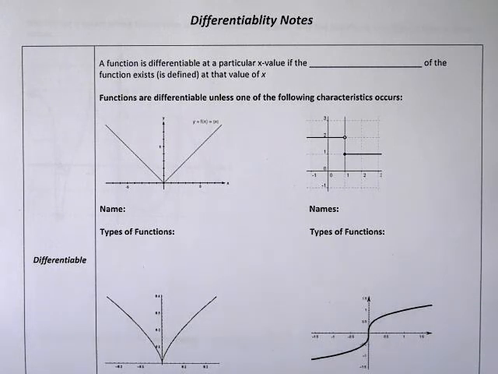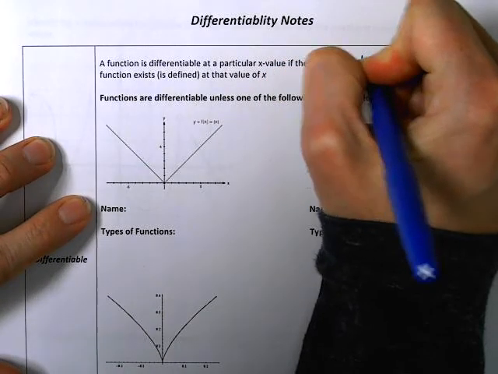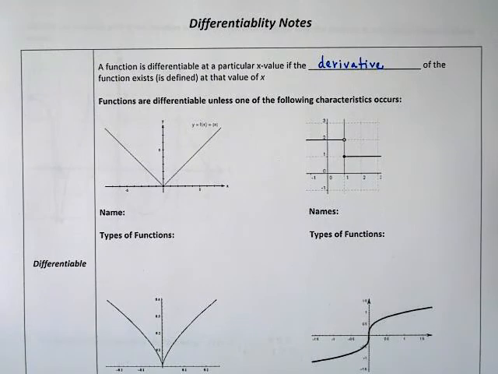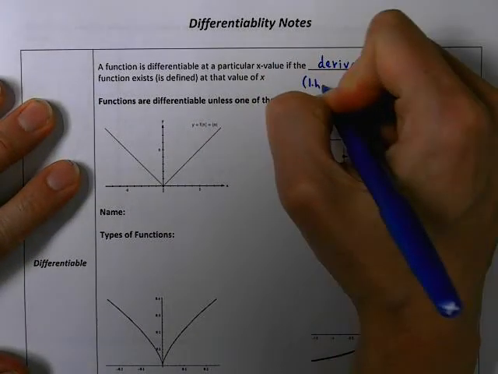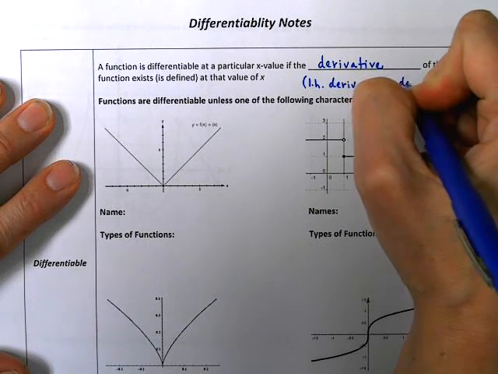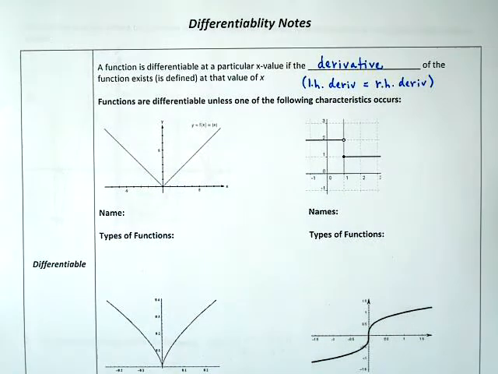So we say that a function is differentiable at a particular x value if the derivative of the function exists or is defined at that value of x. Now, we say it's defined if the left-hand derivative is equal to the right-hand derivative. If you remember back to talking about limits, we always talked about the left-hand limit and the right-hand limit, and so we're going to have the same concept with derivatives, and we'll talk more about that as we get into the notes a little bit here.